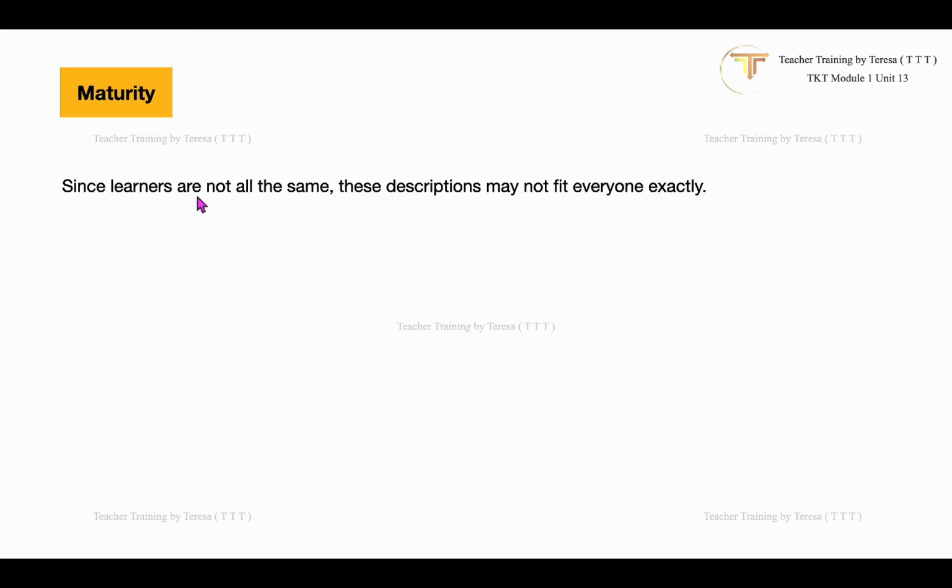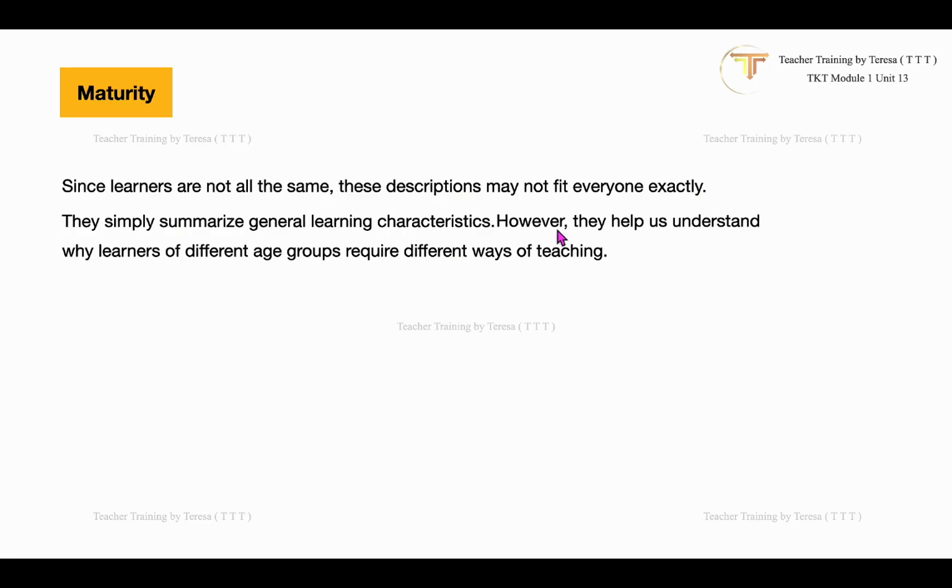Since learners are not all the same, these descriptions may not fit everyone exactly. They simply summarize general learning characteristics. However, they help us understand why learners of different age groups require different ways of teaching.